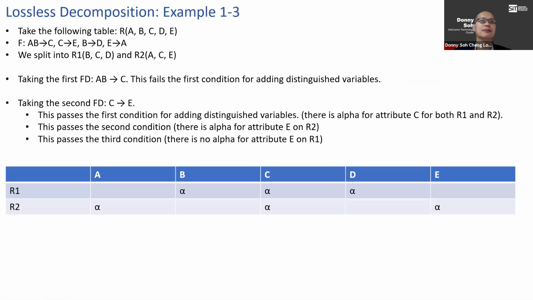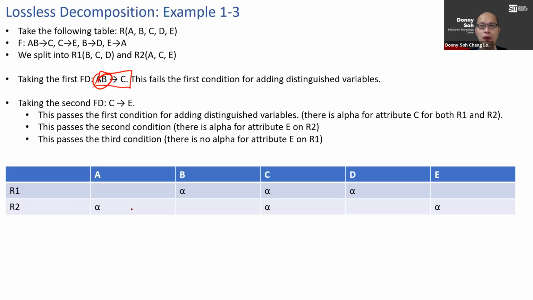Okay, let's look at the example. So in this example, I have A, B, C, D, E. I have these FDs. I split it into B, C, D, and A, C, E. Okay, let's look at the first. So in this, we can look at it FD by FD, no problem. So let's look at the first FD, AB implies C. The first thing we look at is the left hand side.